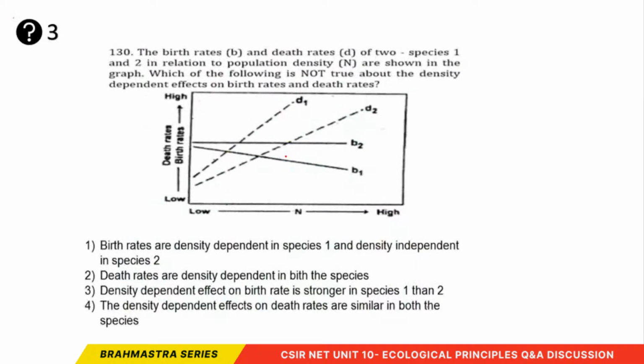Okay. Now, going over to the next question. Again, this is a graph based question, but this is based on your population growth. So the birth rate B and the death rate D of the two species 1 and 2 in relation to population density are shown in the graph. Which of the following is not true about the density dependent effects on birth rates and death rates?